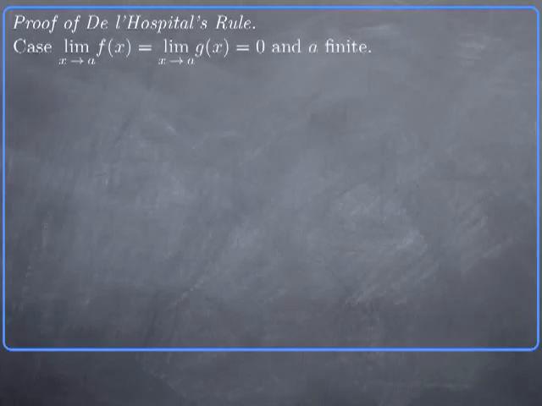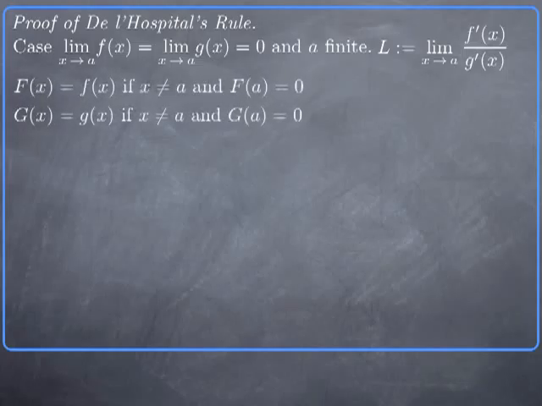With this in mind, we can prove the rule of de L'Hopital, and we're going to just do the case where the limit of f is equal to the limit of g is equal to 0 and a is a finite number. The other cases could be taken care of in a similar fashion. Let's call L the limit of the quotient f prime over g prime, and we want to show that the limit of f over g is also L.